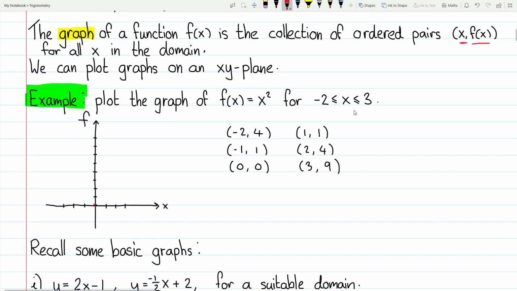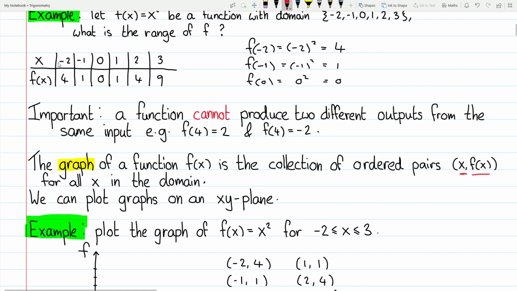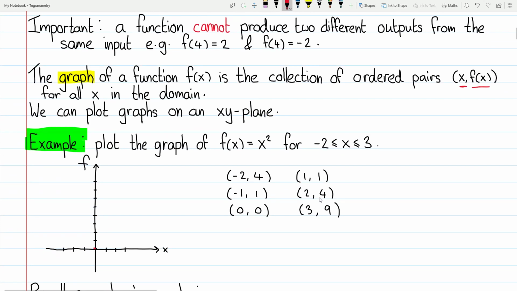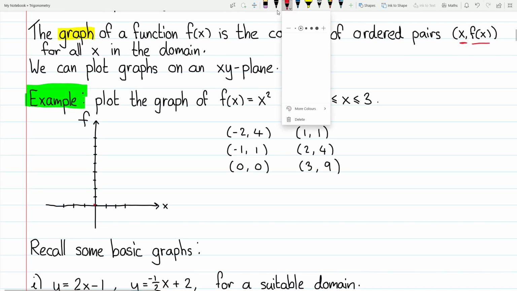The way you do this is you take samples from this interval, which we've done here. We've taken -2, -1, 0, 1, 2, and 3. This essentially partitions our interval. Now what we want to do is collect those pairs. So we have -2 paired with 4, -1 paired with 1, 0 paired with 0, 1 and 1, 2 and 4, etc. We plot them on our diagram.